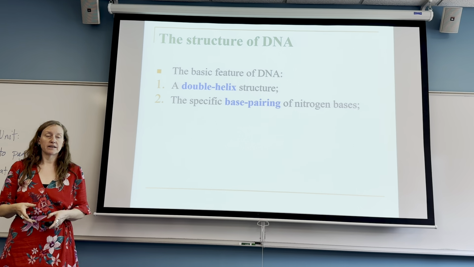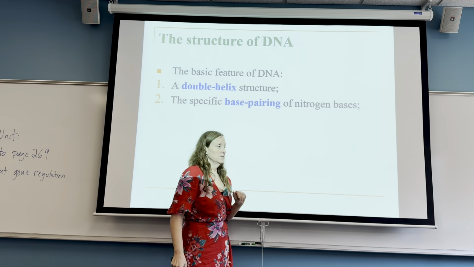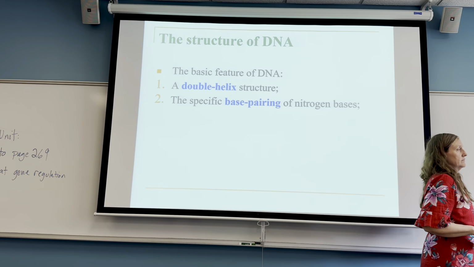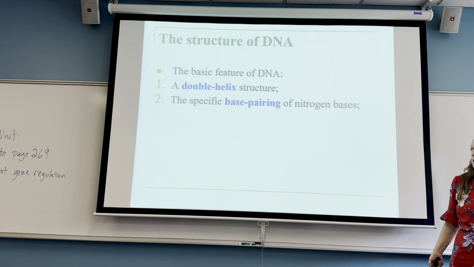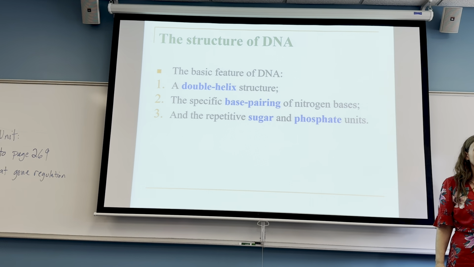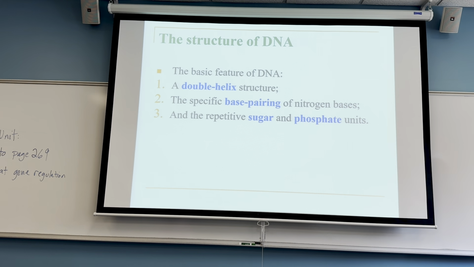It has two sides, and we'll talk about nitrogen base pairing. That you have a base that pairs with another base. That's why you have two sides. That's why it's a double helix. And you also have a backbone that is a repetitive sugar, phosphate, back and forth. Those are the main things about the structure of DNA that are important.